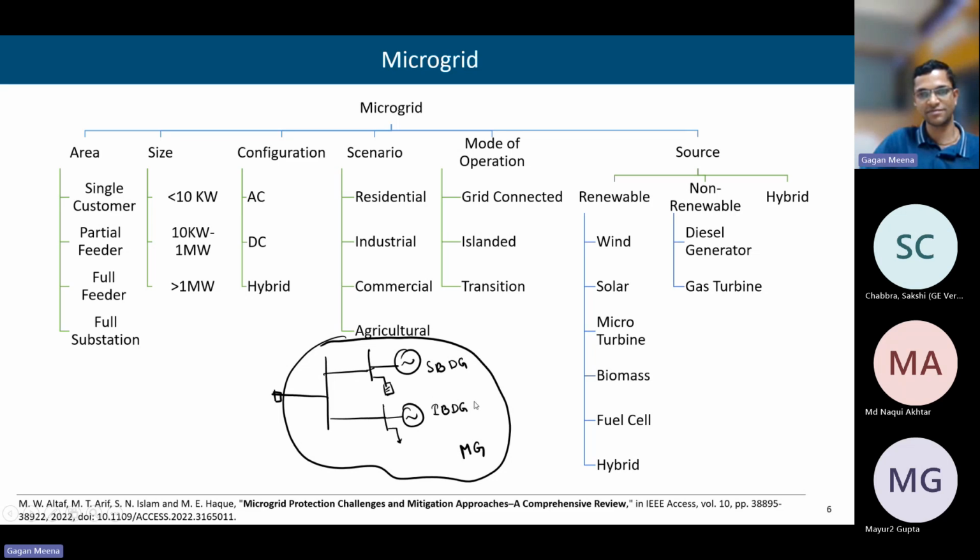So this is an inverter based DG, so this has to be renewable.